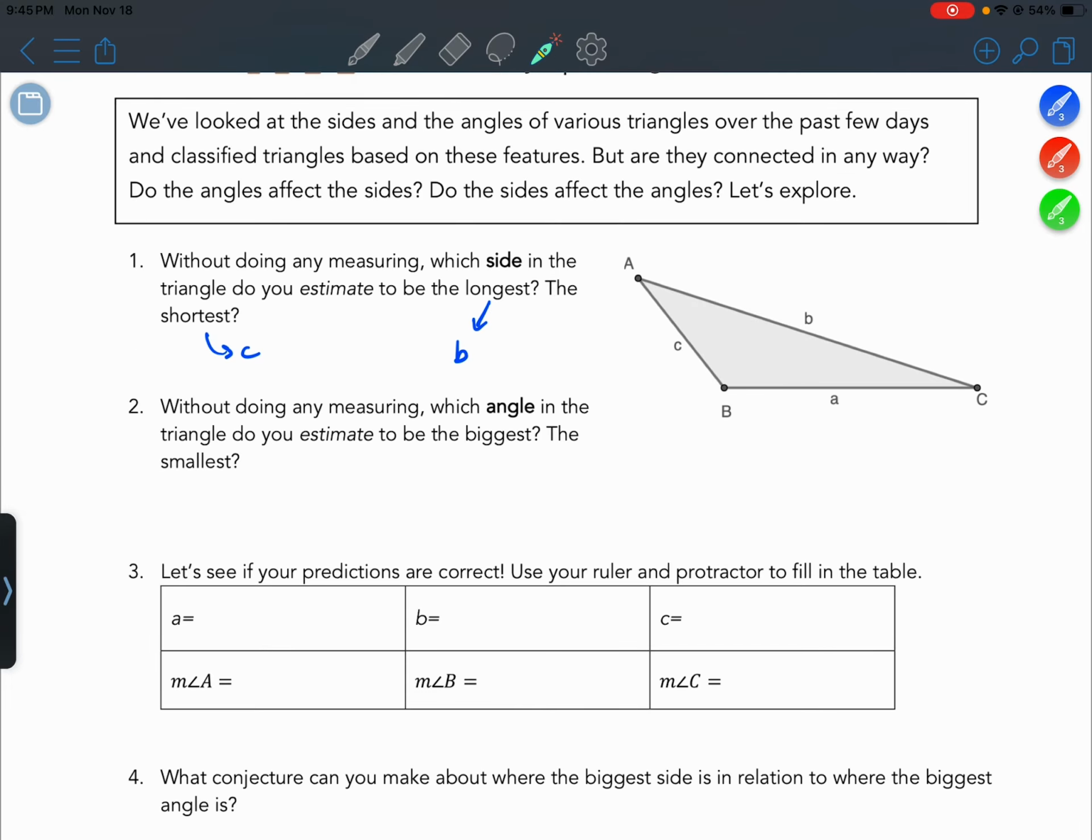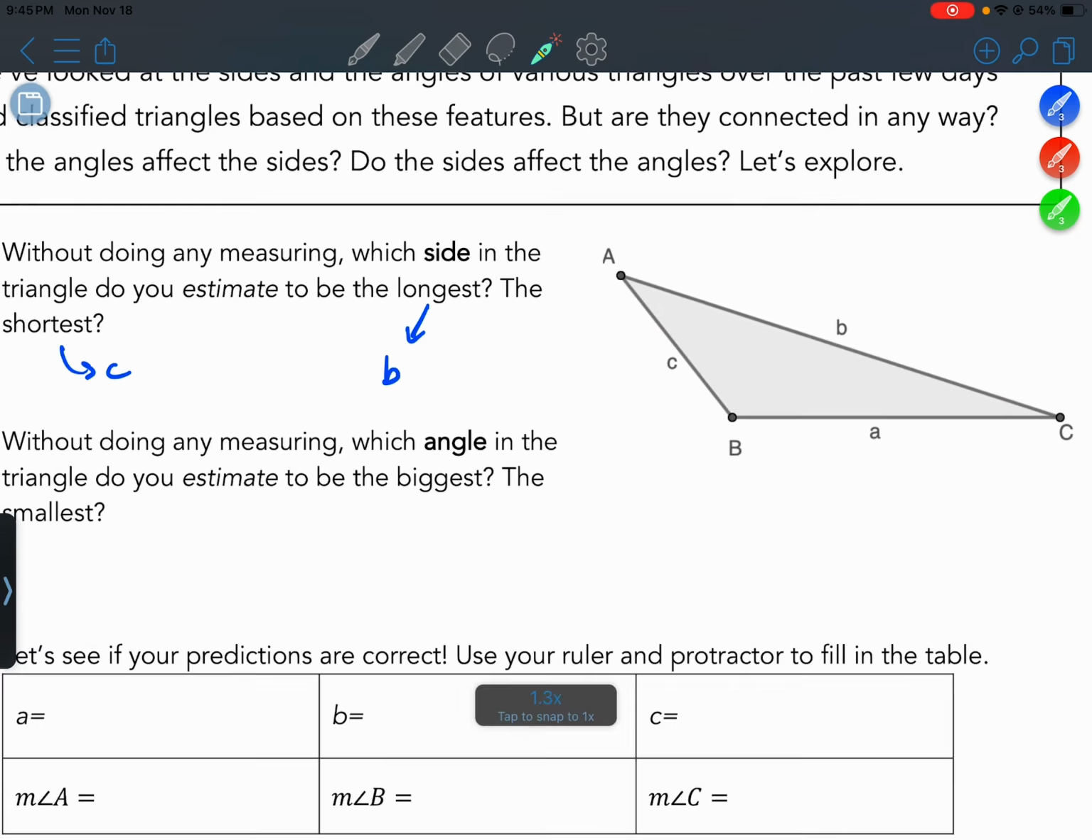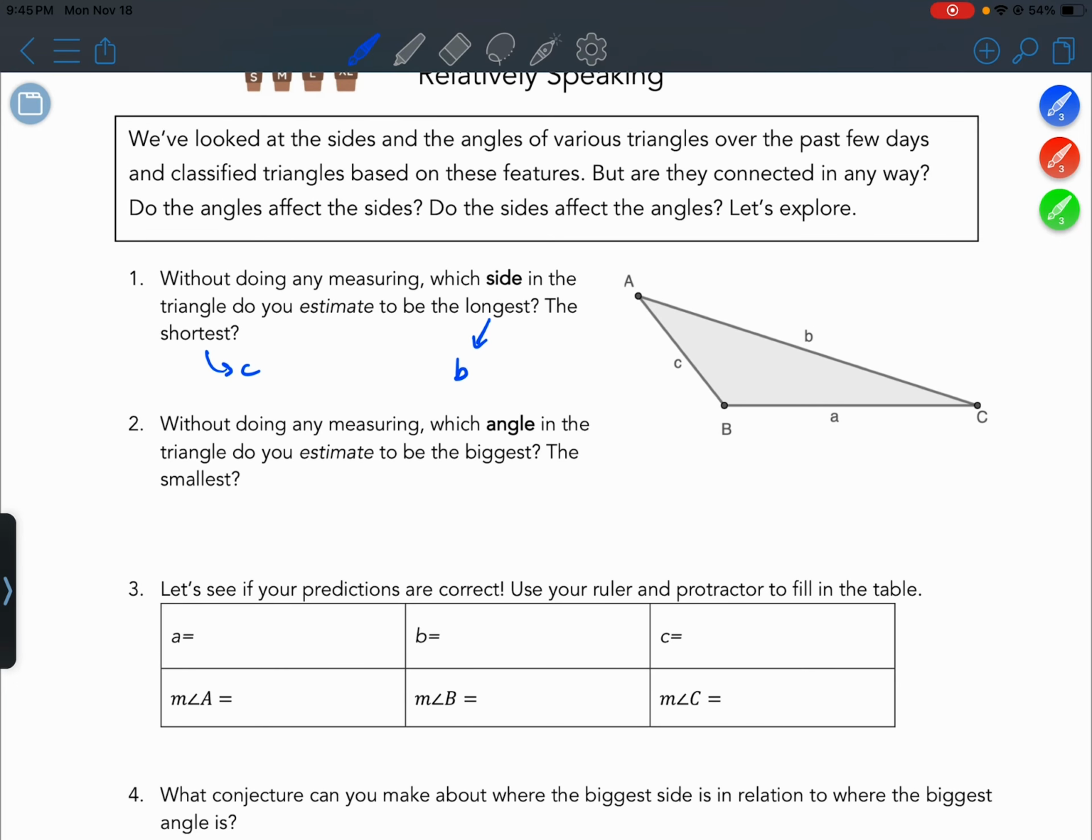All right, question number 2. Without doing any measuring, which angle in the triangle do you estimate to be the biggest? How about the smallest? It looks like this angle opens up the most, right? So angle B is the largest, and then both of these look pretty small, but if I had to say, I think C would be the smaller angle of the two. So the biggest angle is clearly angle B, and the smallest one is going to be angle C.